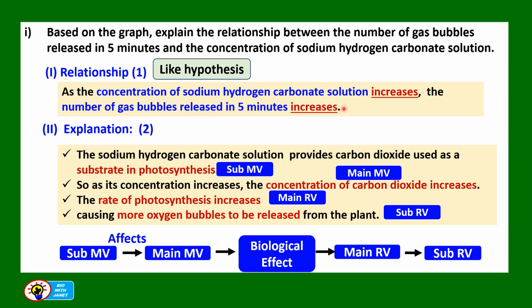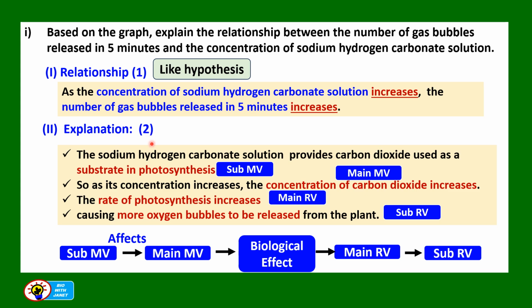Note that this is like a hypothesis. So the relationship is like a hypothesis. When one variable increases, what happens with the other? All right. So when one increases, the other increases. Correct? Okay. What's the explanation? So relationship is 1 mark. Explanation may be 1 or 2 marks. Okay. All these questions are about 2 to 3 marks. All right. For observation, inference, and so forth.